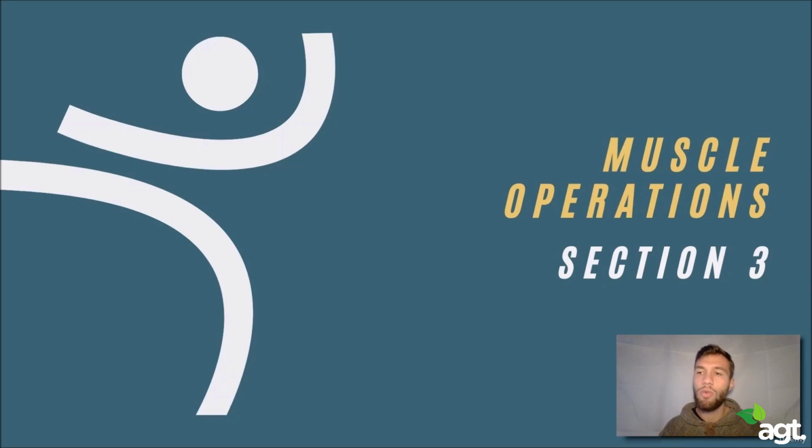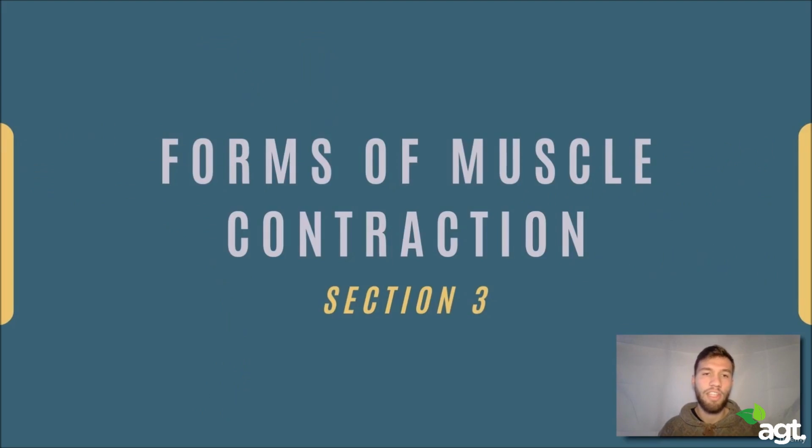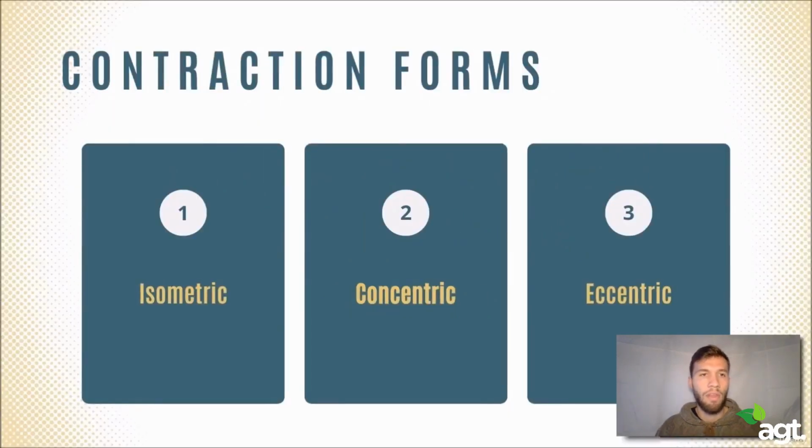So after section 2 being more biochemical and biological, section 3 will be more practical and closer to training. In the first chapter of section 3, we'll talk about the different muscle contraction forms that there are. There are 3 different contraction forms. The first is the isometric contraction, then we have the concentric contraction, and third, the eccentric contraction. So let's look at each of these in particular.